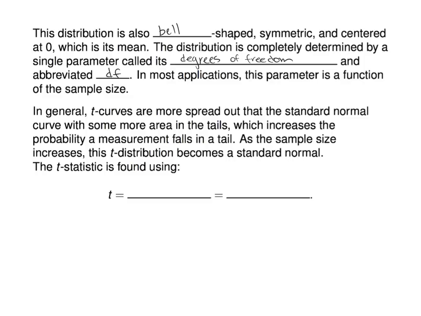And the t-statistic is found using the same general structure: sample statistic minus your mean, over the standard error of your sample statistic. In this case, x bar minus mu over S over root n.